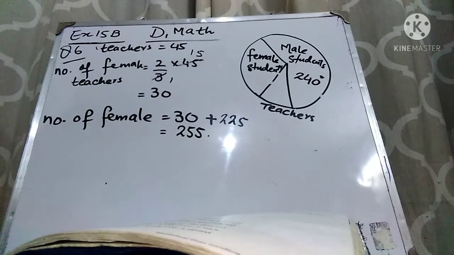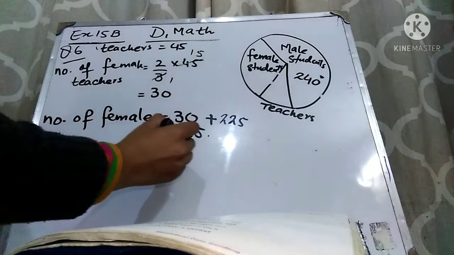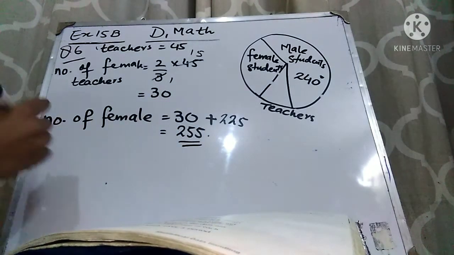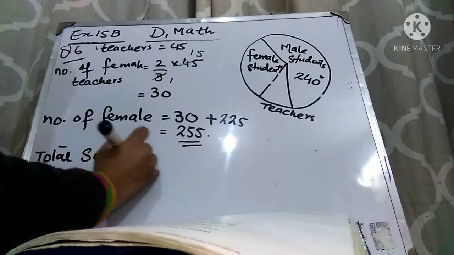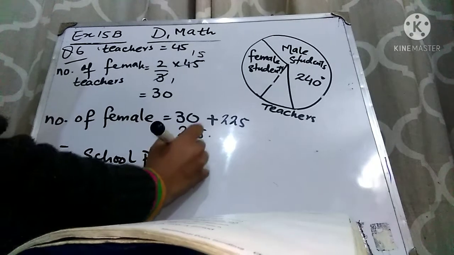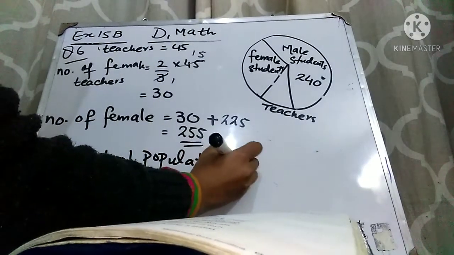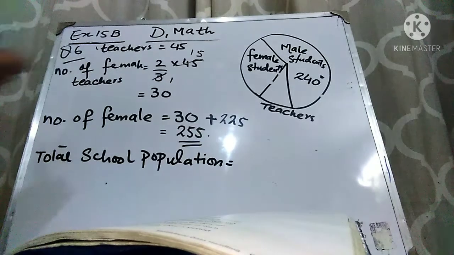Now, as we have to find the percentage, it's written that we have to express the number of females in the school as a percentage of the total school population. We have found the number of females, but we need the total school population. For that I will add up all the numbers. In the total school population, the male students are given in part 2 of part B. When you solve the sum, you will get that the male students are 540.